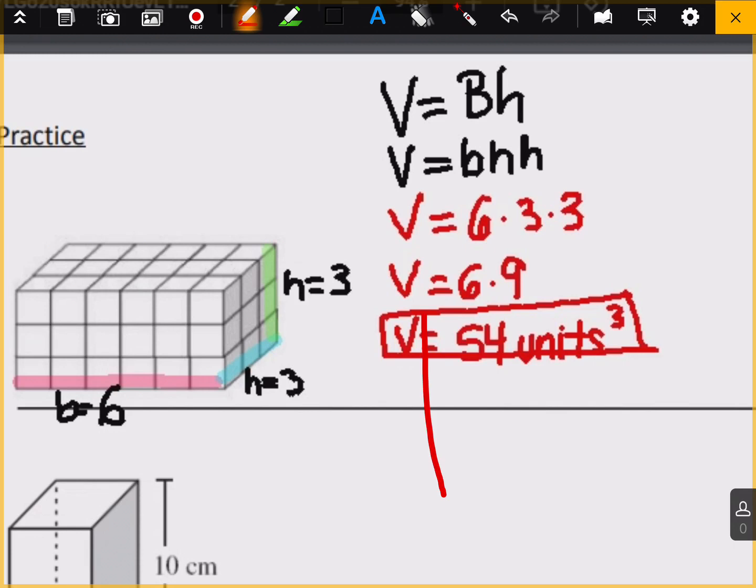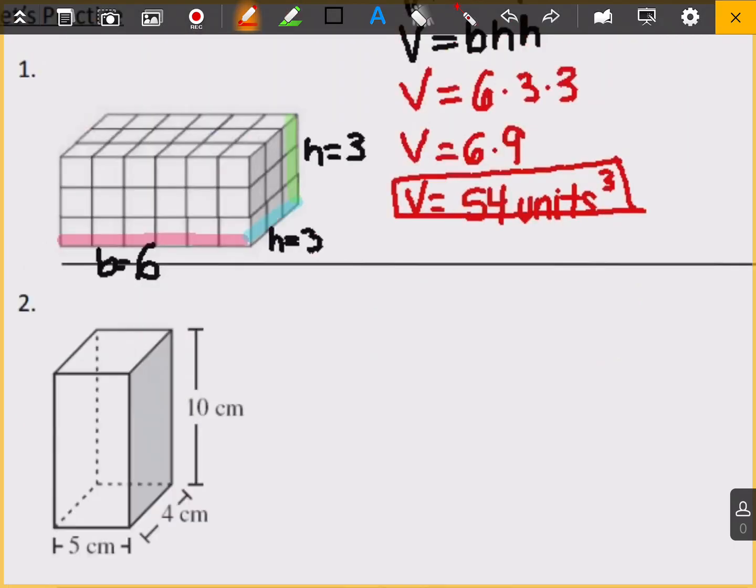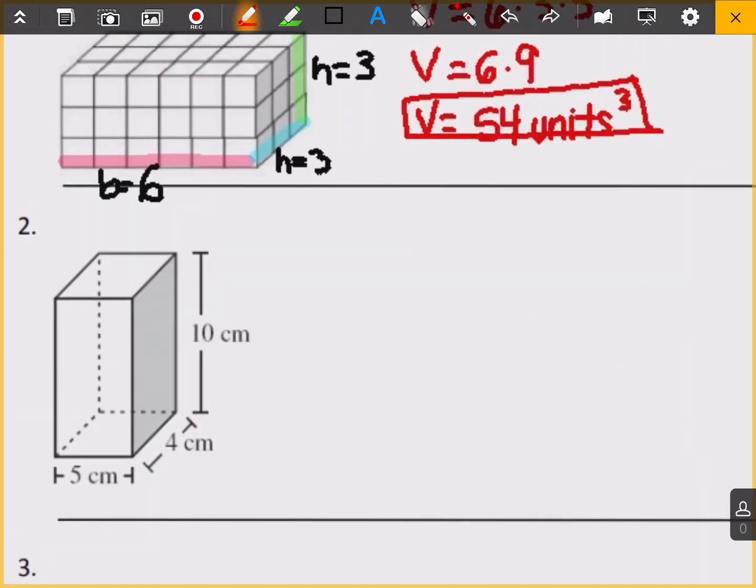All right, next example. We're going to this one. It has our numbers already. We're just going to label it real fast, plug it into the volume formula, and find our answer. So for this one, we have base, height, and height. Again, it doesn't matter which one is which in this specific scenario, as long as you plug them all in and do all the math.